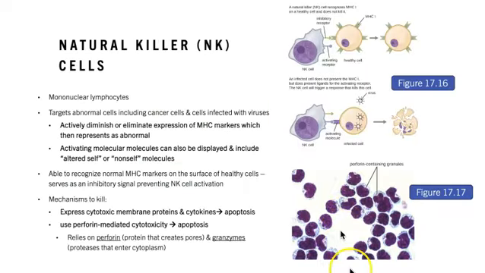We'll start off with our natural killer cells, which are mononuclear lymphocytes, and they target our abnormal cells. Something is off for some reason. It could be a cancer cell, or maybe it's infected with a virus. So it works to actively detect the diminished or eliminated expression of MHC markers, which then represents the cell as being abnormal.